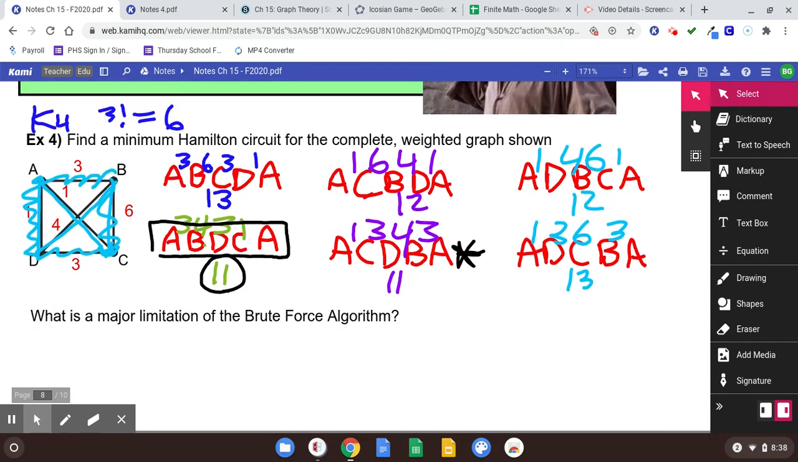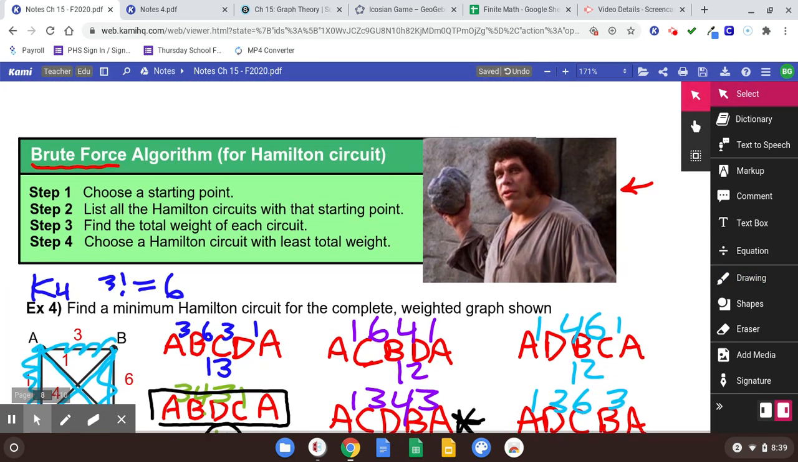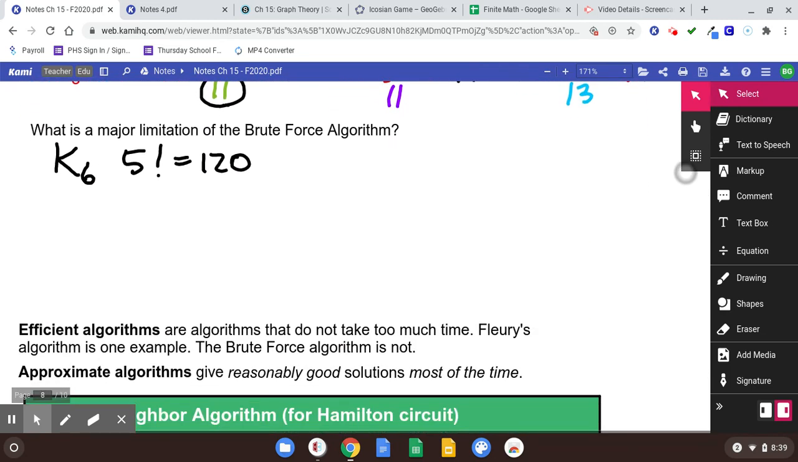Can you imagine if we had to do that for a K6? When we talked about a K6 earlier, there were 5 factorial equals 120 Hamilton circuits. Can you imagine doing this for 120 Hamilton circuits? That's going to really stink, and that really hammers home why it's called brute force. It's going to get the job done, but that might take a really, really long time. I don't want to do it this way. I can do it, I will do it, but hopefully we won't have to do any with 120 of them.